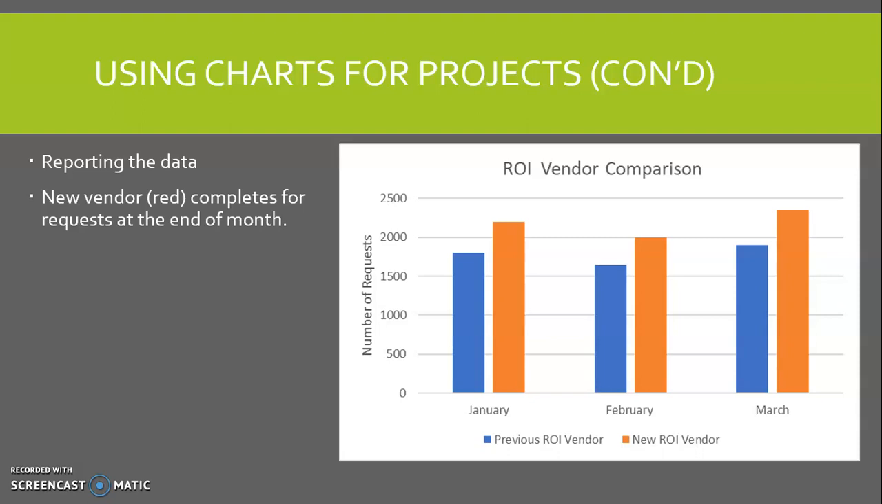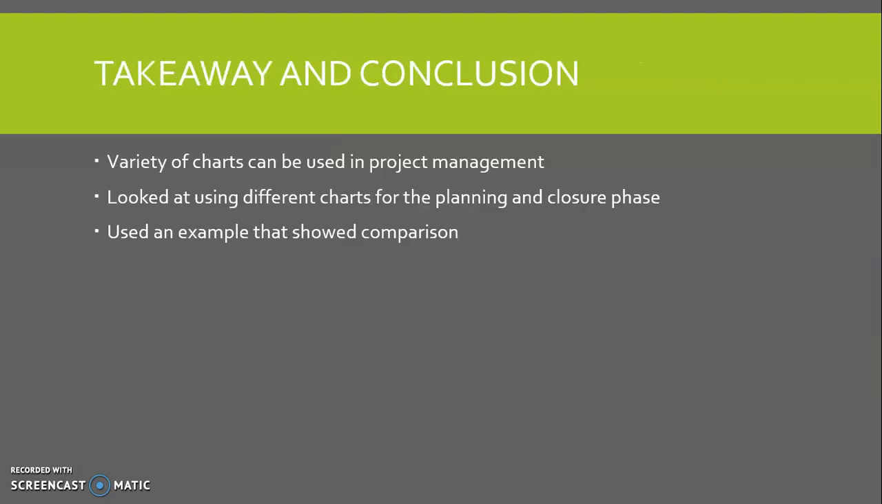Using Excel to create a graph, the graph to the right would be an example of this situation. You'd be able to report that the new company is performing above the other company in completing the release of information requests. The red is the new release of information vendor and the blue is the previous release of information vendor.